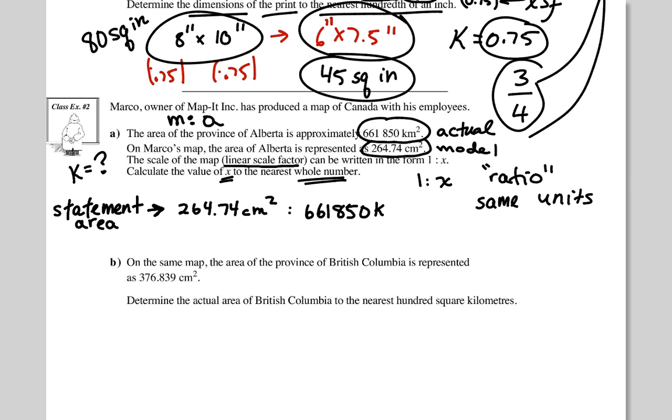661,850 km square. That's the statement. Hopefully you're comfortable with that. Now, the most logical thing would be to put this in a calculator and get the lowest terms fraction. But of course, they gave stupid numbers that don't work.